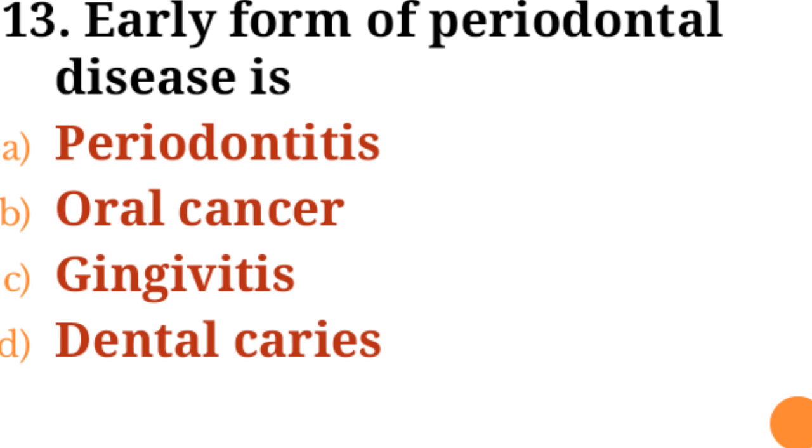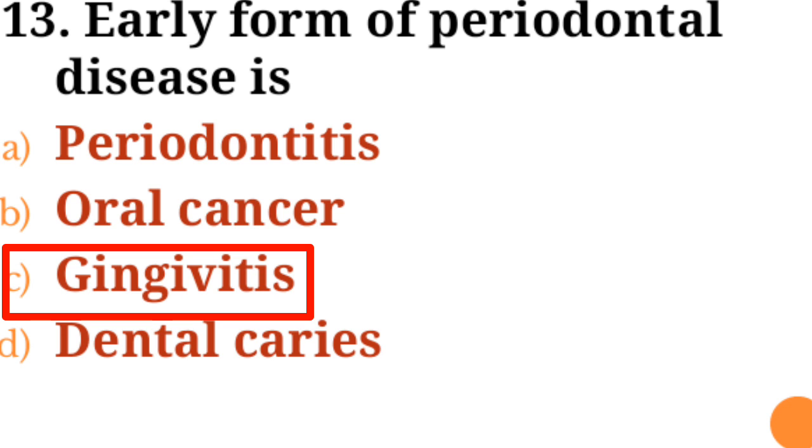Next question. Early form of periodontal disease is, options: A. Periodontitis, B. Oral cancer, C. Gingivitis, D. Dental caries. Answer is C.